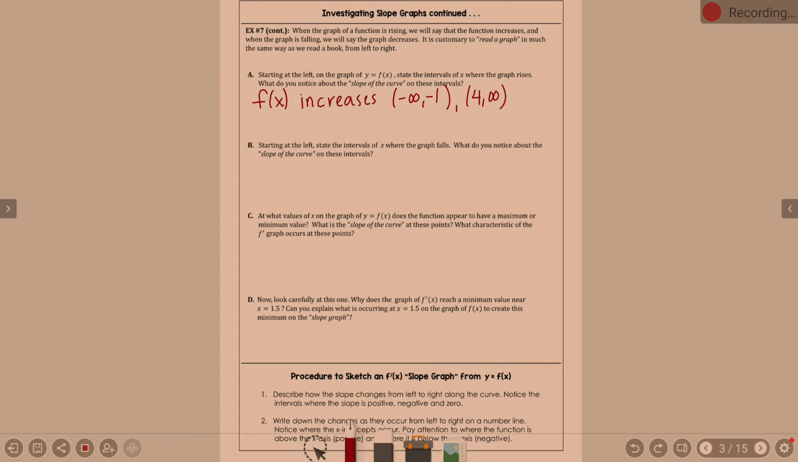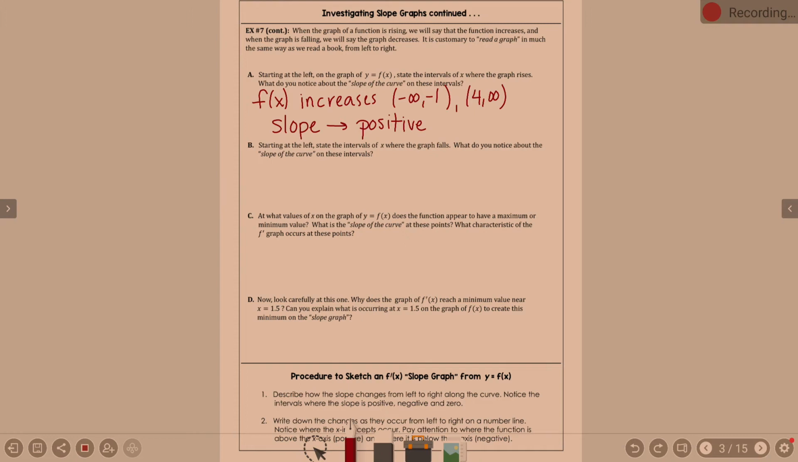Now, it asks what you notice about the slope. On those two increasing sections, what do you notice about the slope? What is the slope when you look back there? If it's increasing, my slope is positive. So increasing graph has a positive slope.